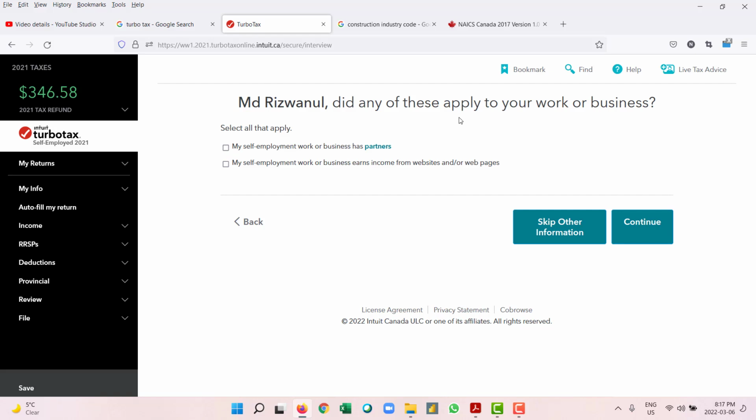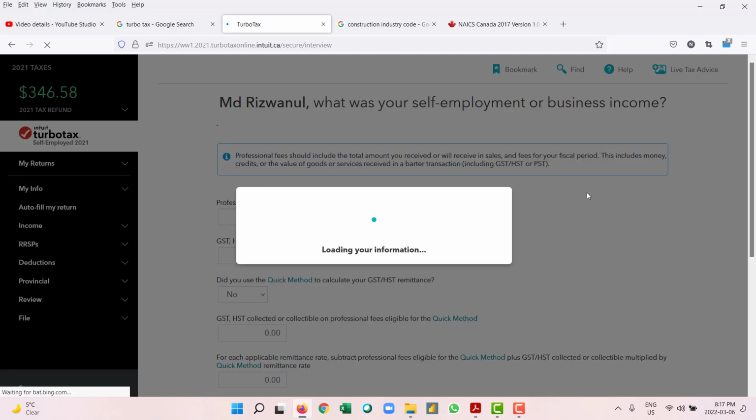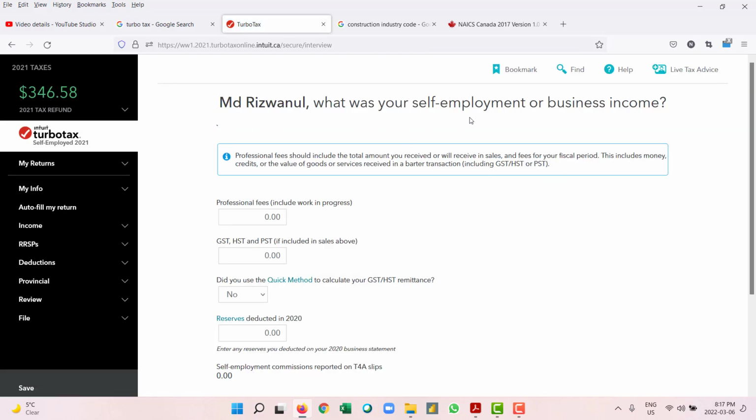Mr. Regino, did any of this apply to your worker business? Myself and worker business has partners. No, did not have any part-time employee. Worker business earns income from website or web pages. No, nothing applies. So continue. Mr. Regino, what was your self-employed or business income?